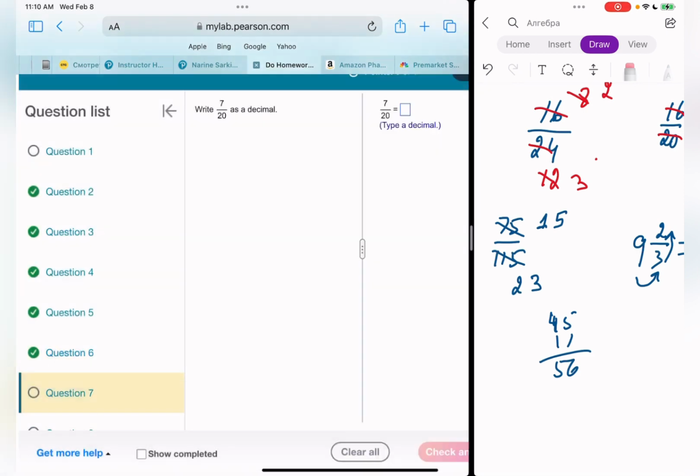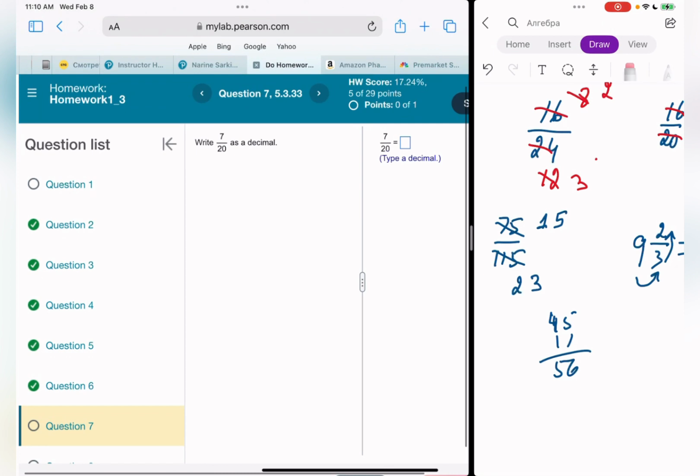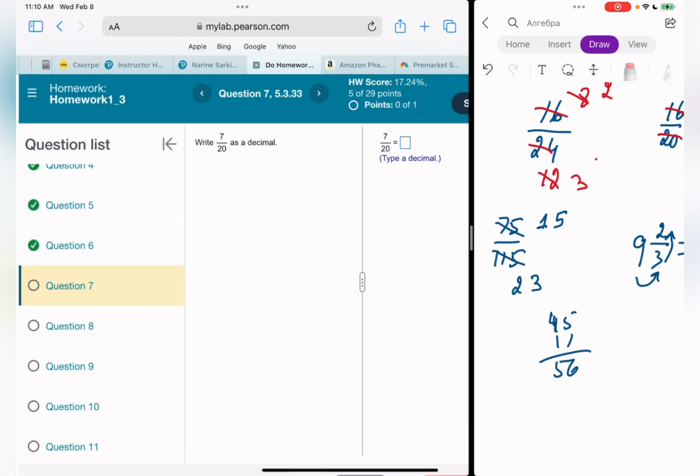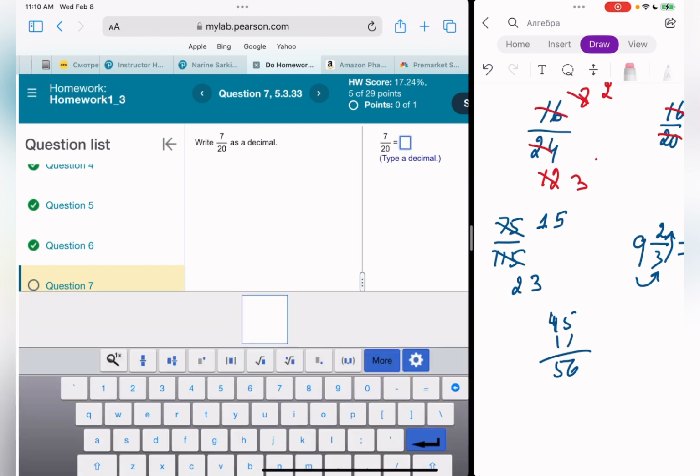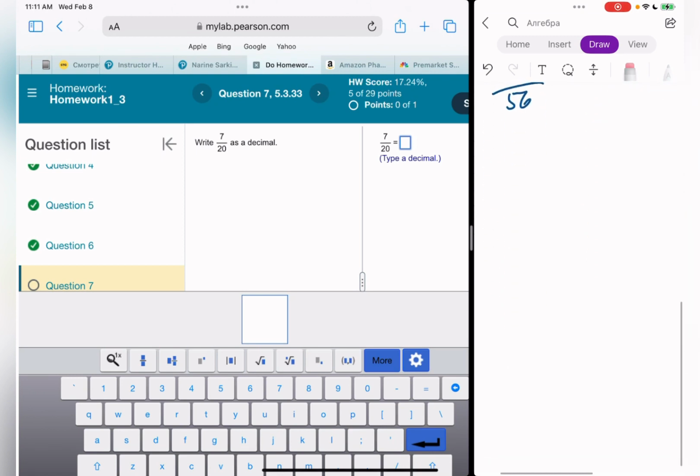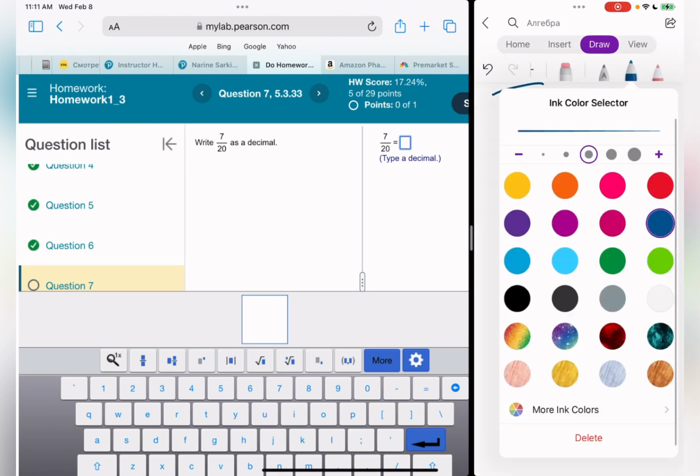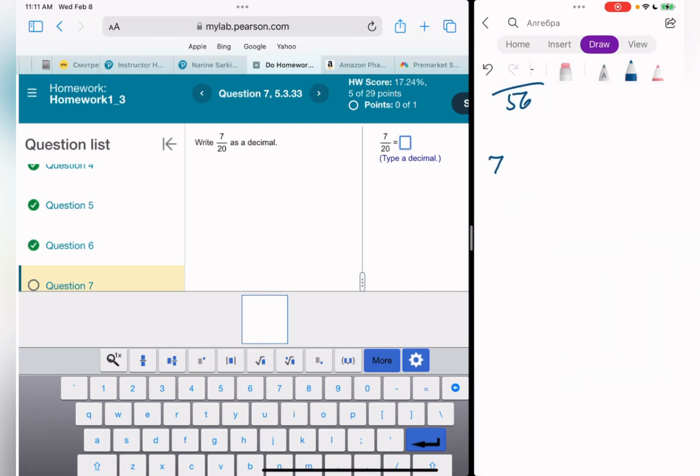Next one, moving to number 7. Okay, write as a decimal. All right, let's see what we are going to get here. So 7 over 20, this fraction line means division, that means 7 divided by 20. So let's divide 7 by 20. 7 doesn't fit, so it's going to be 0, okay? And I put the decimal point because 7 is gone. Already I used it, now adding 0.